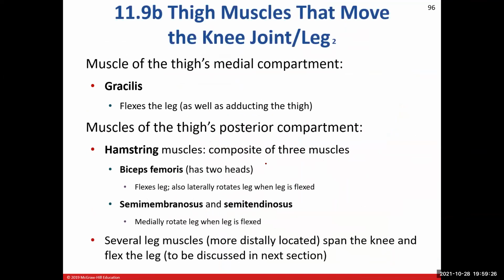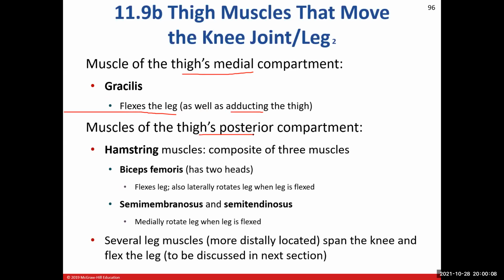Okay, so that's going to be the muscles that move the thigh and the hip. Now we're going to talk about the muscles that are going to move the knee joints and the leg. So one of the muscles that are going to do that, we haven't talked about it, is gracilis. Right? This muscle here is in the thigh's medial compartment, but it is actually going to cause flexion of the leg, and that's going to be when we bend the knee there. All right. And it's on the medial portion of the thigh, so it will play a role in adduction of the thigh.